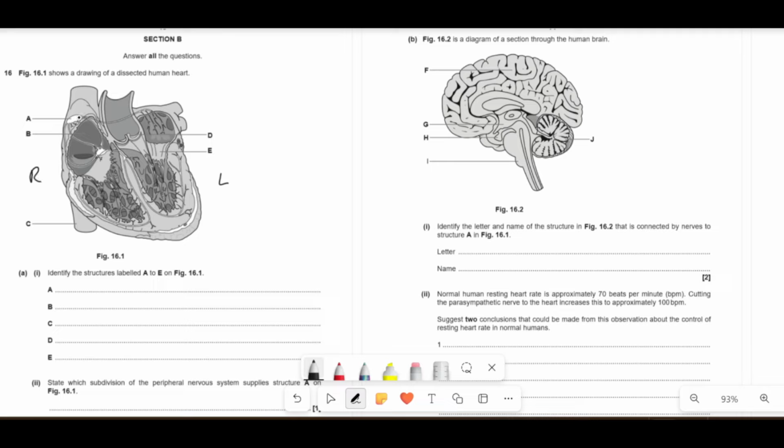So here it's pointing at this thing in the right top part, right atrium, that's got all these bits and bobs and these nervy bits sticking out. So that is your sinoatrial node. B has to be your right atrium. I'm lazy, I'm just going to write RA. You obviously have to write the whole thing.